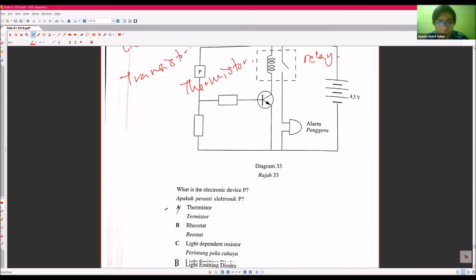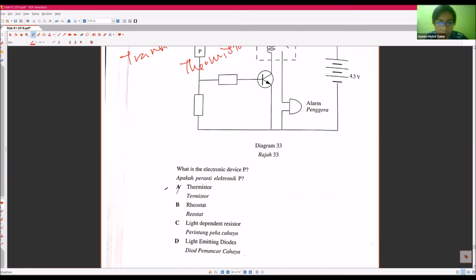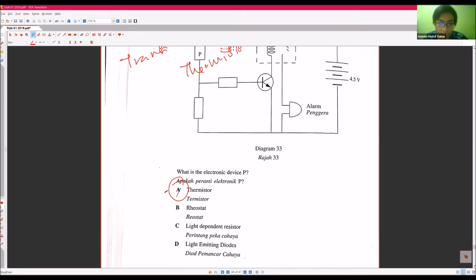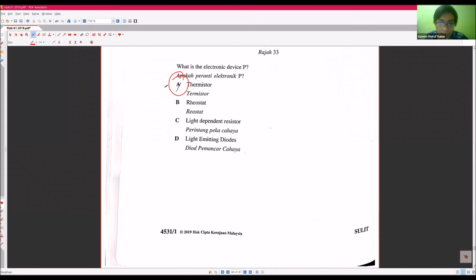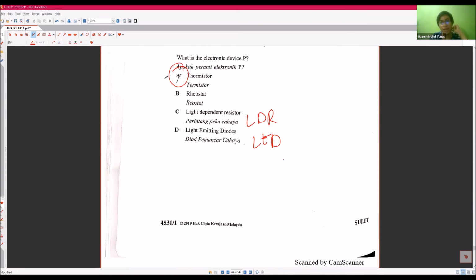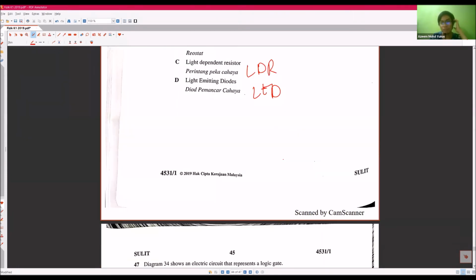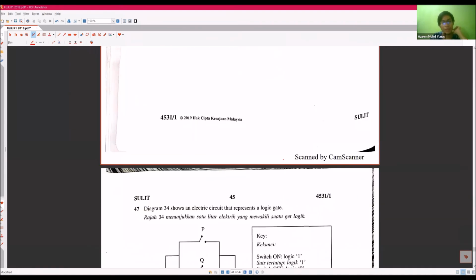Okay, what is electronic device P? Thermistor. Okay, LDR is for light. LED is for light as well, but it's not detecting light, it's emitting light. Rheostat is to adjust it manually, so not suitable for automatic.